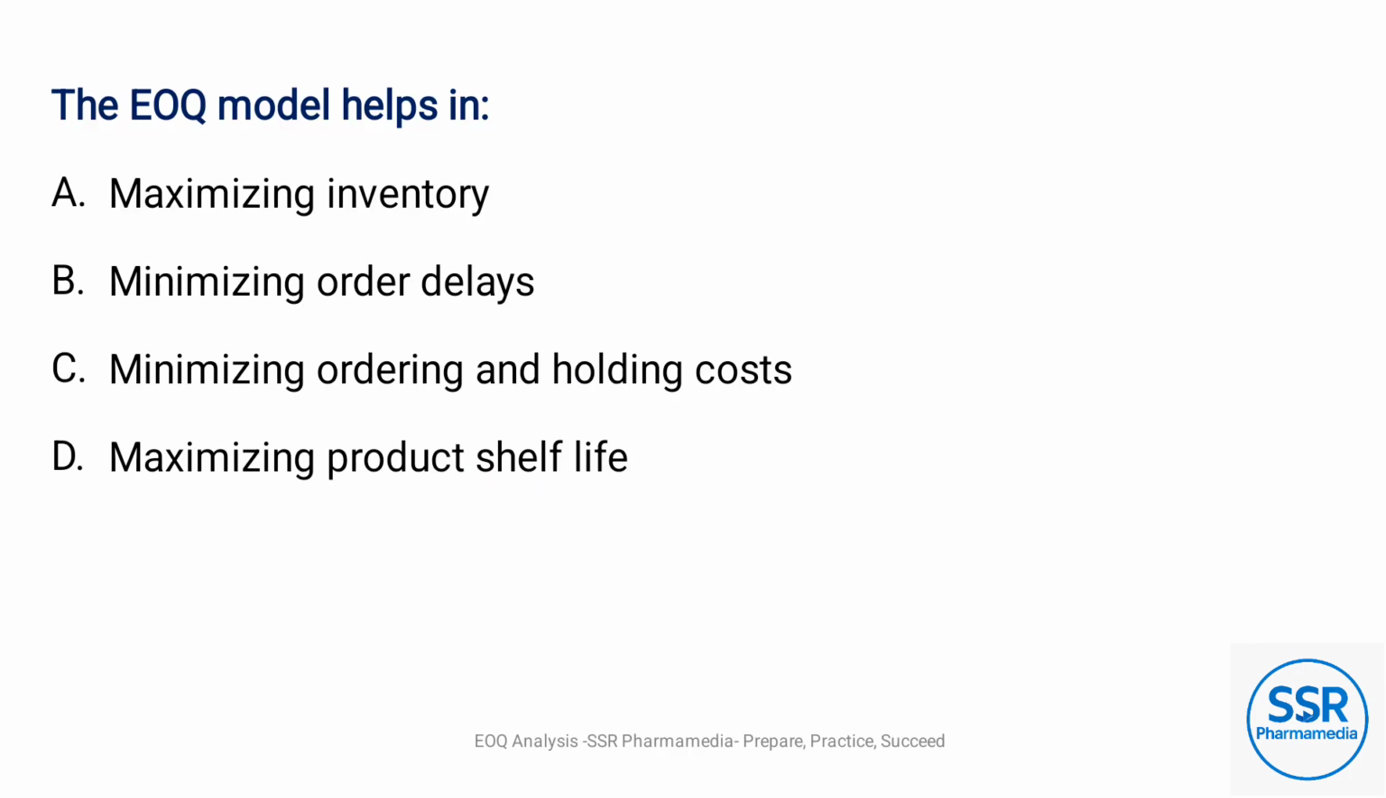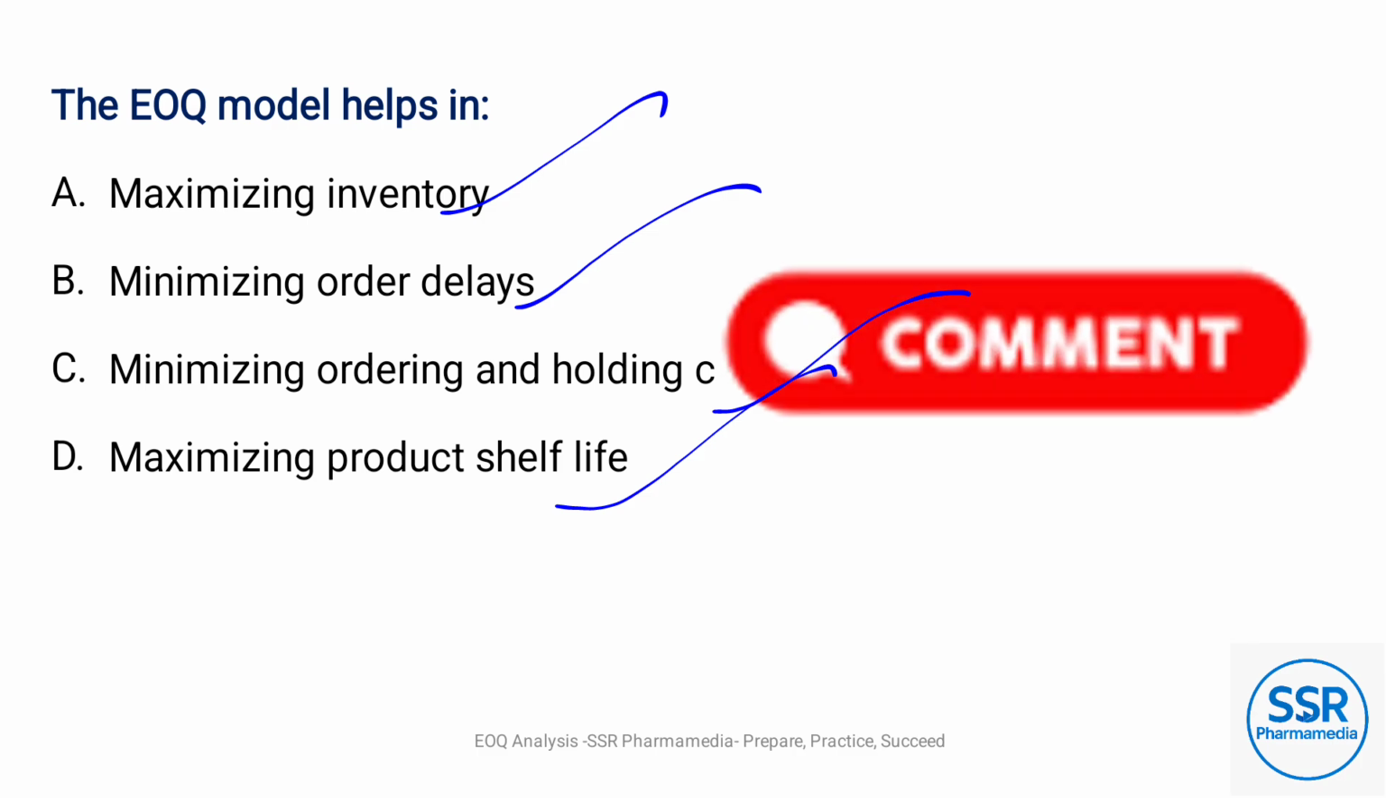So next question, the EOQ model helps in option A, maximizing inventory, option B, minimizing order delays, option C, minimizing ordering and holding cost, option D, maximizing product shelf life. So put the answer in your comment box.